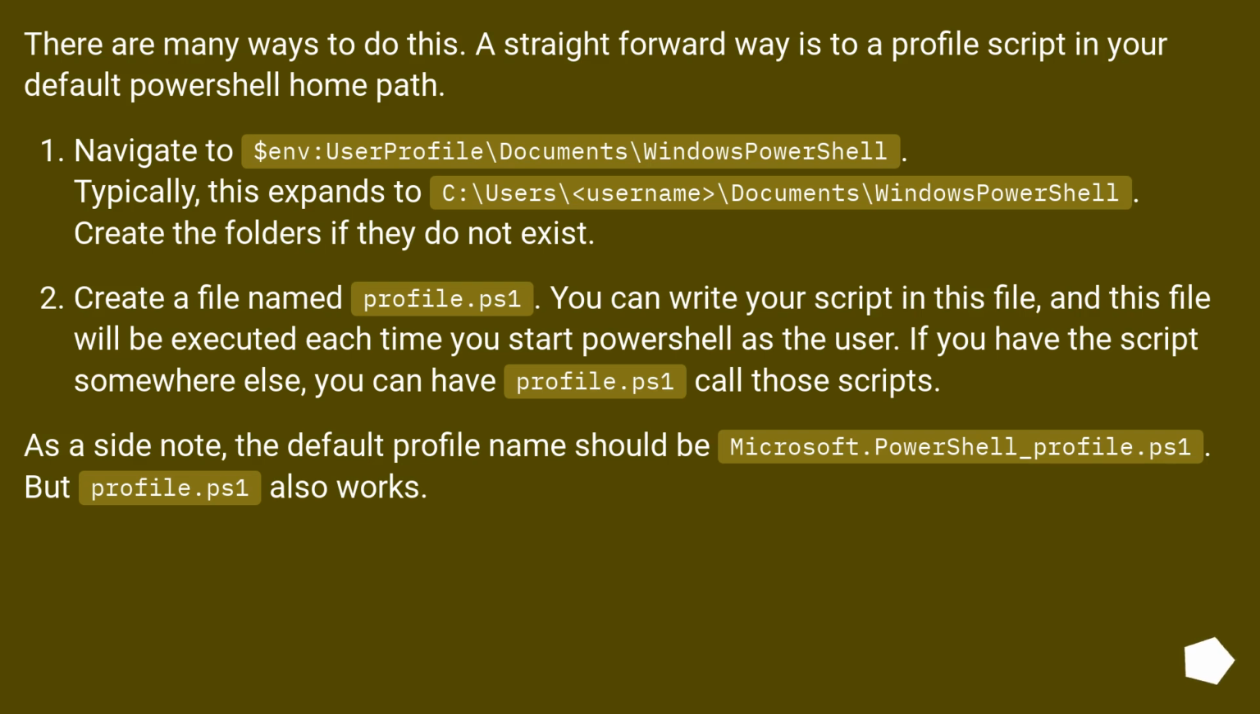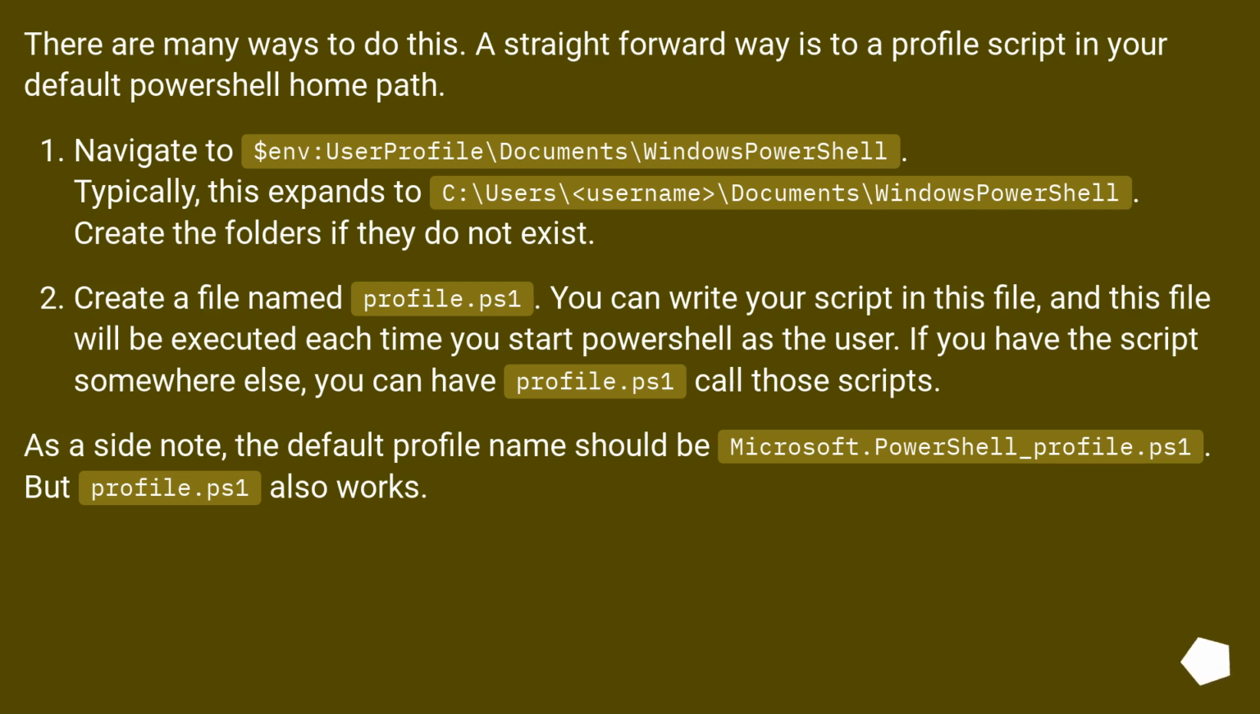There are many ways to do this. A straightforward way is to add a profile script in your default PowerShell home path. Navigate to $env:USERPROFILE\Documents\WindowsPowerShell. Typically, this expands to C:\Users\<username>\Documents\WindowsPowerShell. Create the folders if they do not exist. Create a file named profile.ps1.